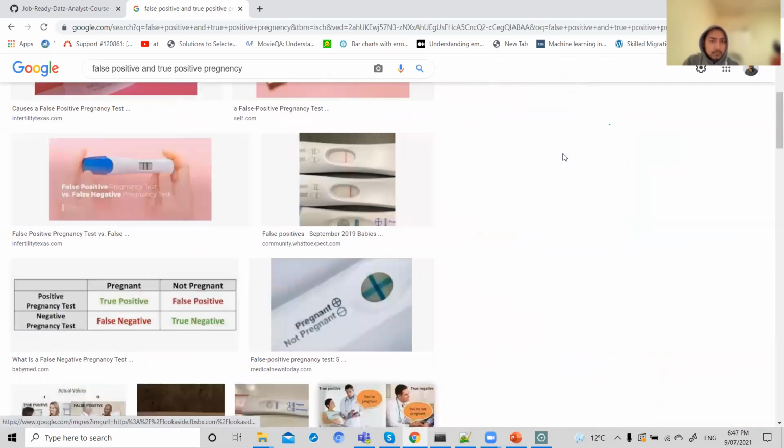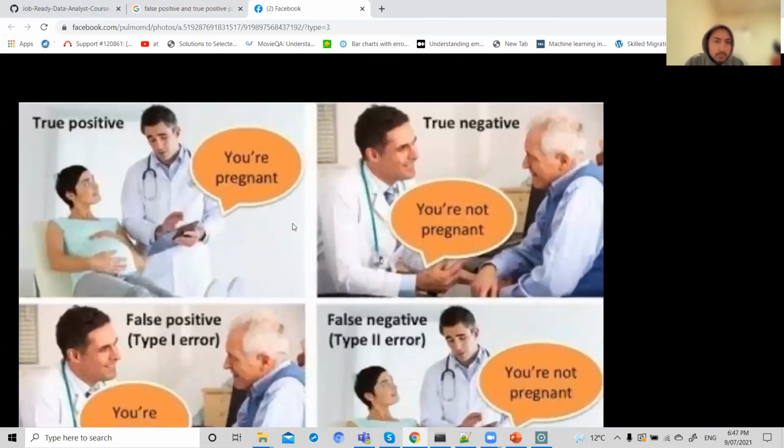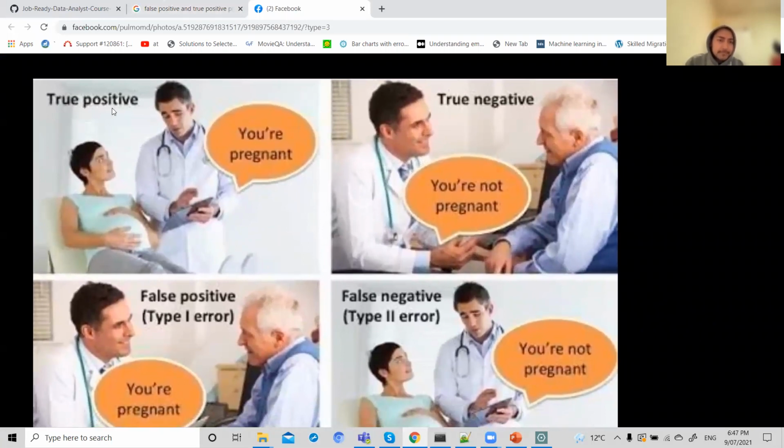So for example, if you see this example, true positive is you are pregnant, like she is actually pregnant. True negative is, this is an old person and he is a male, so he will not be pregnant. That's what a true negative means.